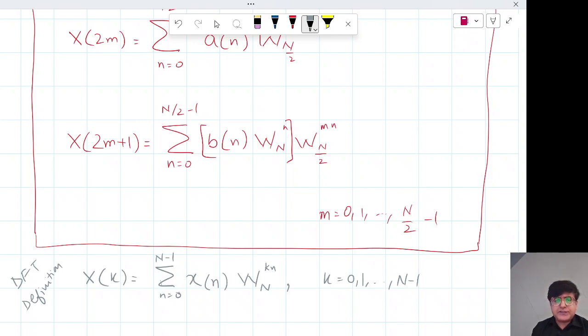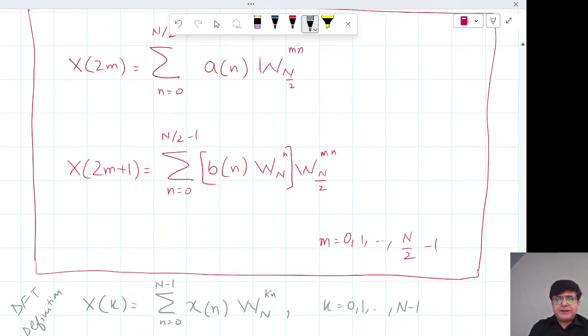And what is n? N is just going from 0 to the length of the sequence. What is this capital N? Capital N is just the length of the sequence, and you have that in the subscript. Now, you compare this expression with this one. What do you have here?